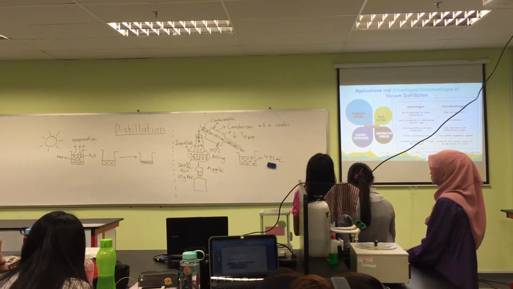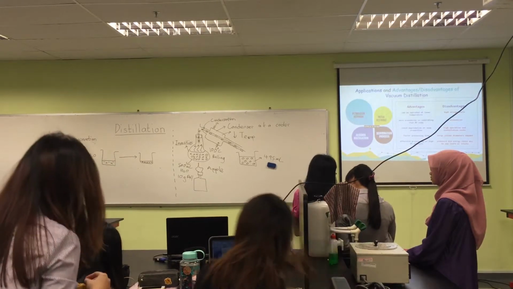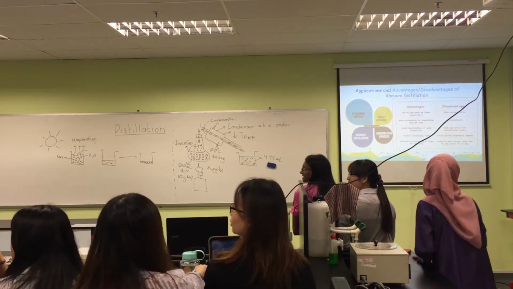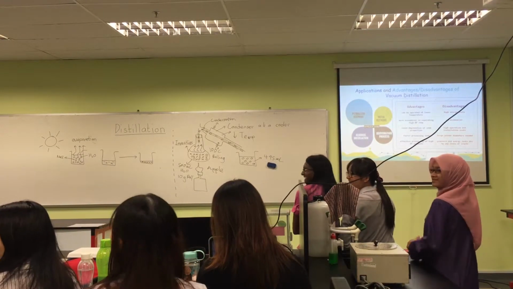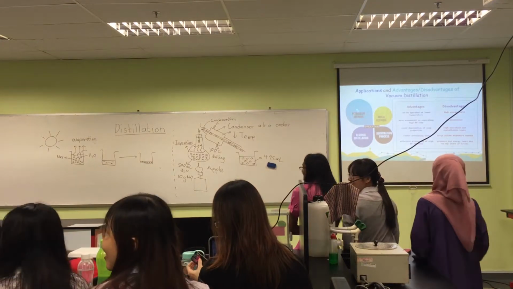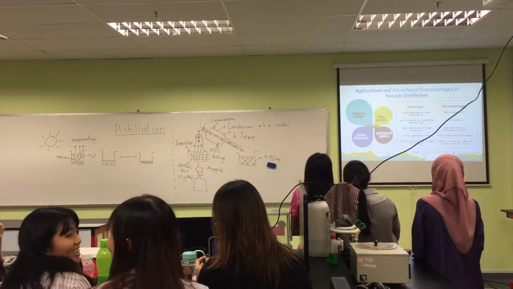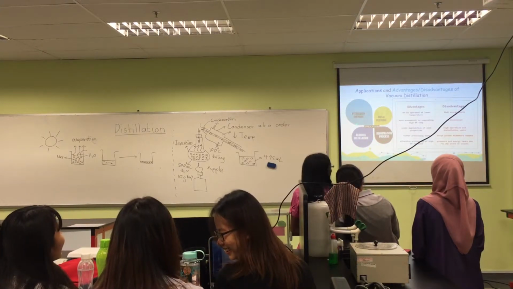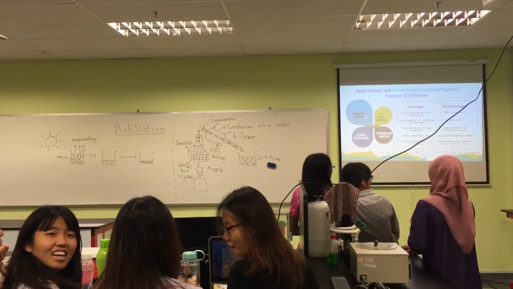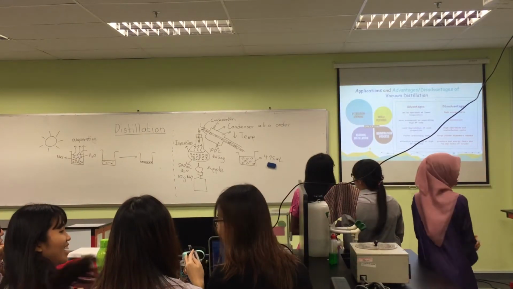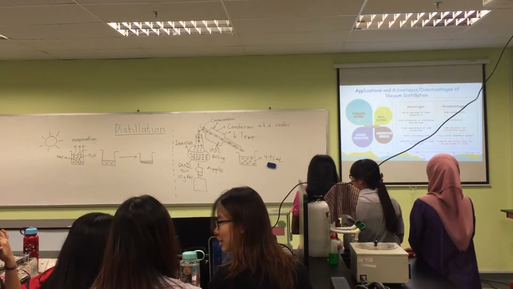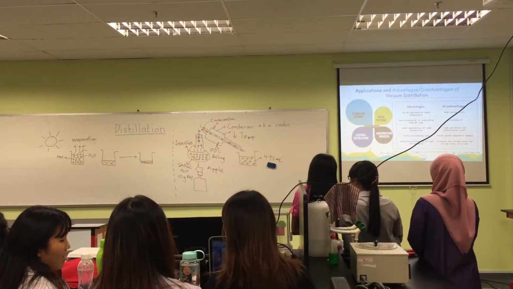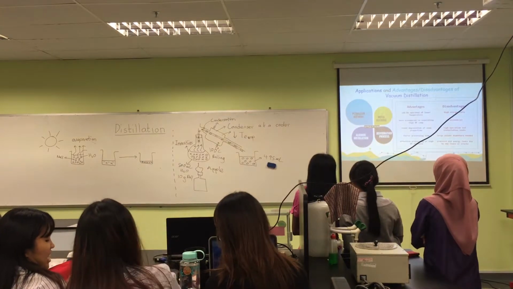Okay guys, so next, applications and advantages and disadvantages of vacuum distillation. Before, I explained the applications of vacuum distillation in the pharmaceutical industry. Now I'm going to explain applications in other aspects: petroleum refining, metal refining, alcohol distillation and dehydration process. Petroleum refining is commonly used to produce petroleum. Normally crude oil contains a lot of hydrocarbons, so we use vacuum distillation to distillate and get the hydrocarbons.